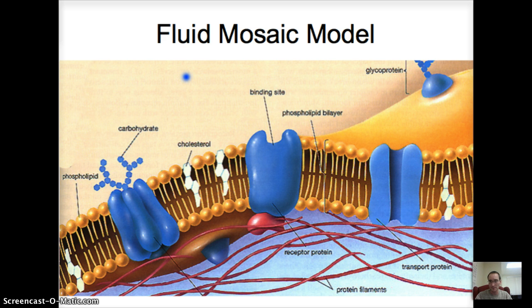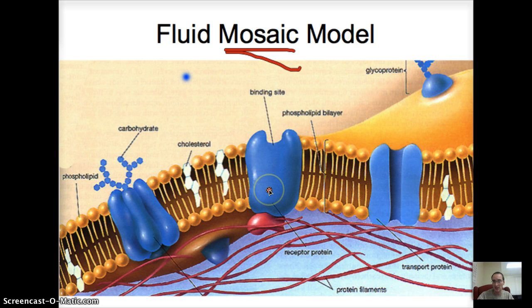So before we go any further, I want to take a closer look at the cell membrane and look at its structure. We say a cell membrane has a fluid mosaic. It's kind of like a fluid mosaic model. So this is our current model for it. And it is a mosaic because it has all of these different parts and pieces to it.